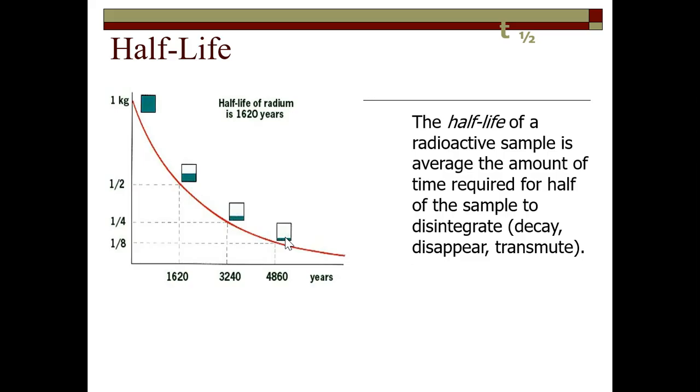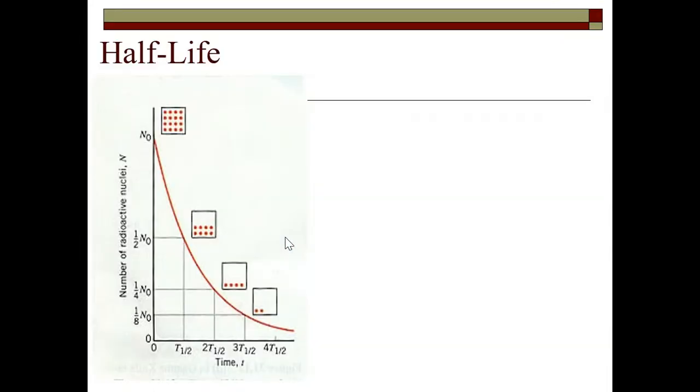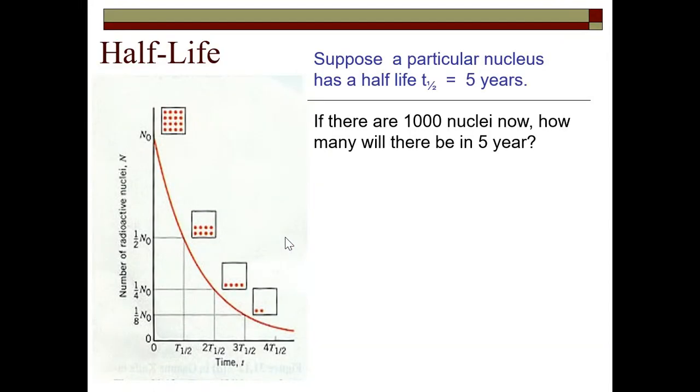Let's look at another example. Suppose we started off with 1,000 nuclei, and we know that the half-life of this particular nuclei is 5 years. This is just to make the numbers easier. So after 5 years, I'm going to have how many? Well, 5 years is my half-life, so I'm going to have half of that, which would be 500.